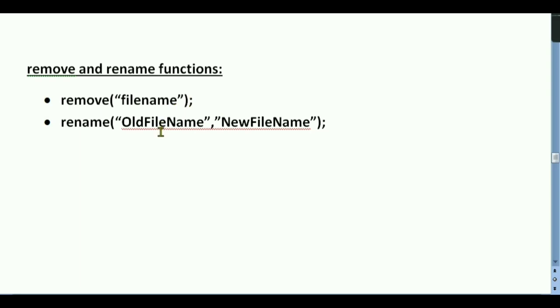Now if you want to rename a file, that means the old file name is outdated and you want to give a new name to your old file. For that, use rename, and in double quotation marks write the old file name. Suppose example.txt is our old file name, comma, and the new file name. Which name do you want to give? Suppose I want to give the name test.txt. So I will write test.txt here. I hope you understand.